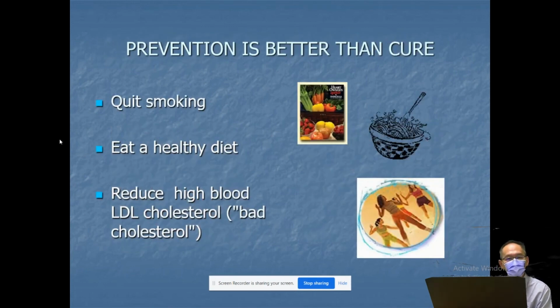We always encourage, don't let it happen. The best start is from prevention. So those who are smoking, quit smoking, eat a healthy diet, and reduce the high cholesterol diet, the bad cholesterol. For example, cut down all the oily stuff, fried stuff, fast food, egg yolk, all right?